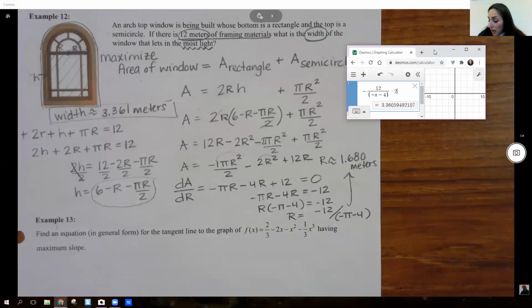Example number 13, find an equation in general form for the tangent line. I'm okay if we write this in Taylor form because it's actually more common to use Taylor form.